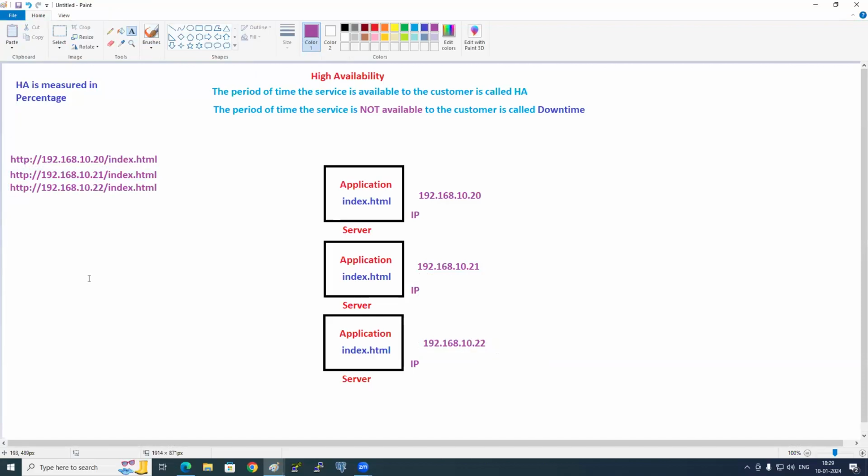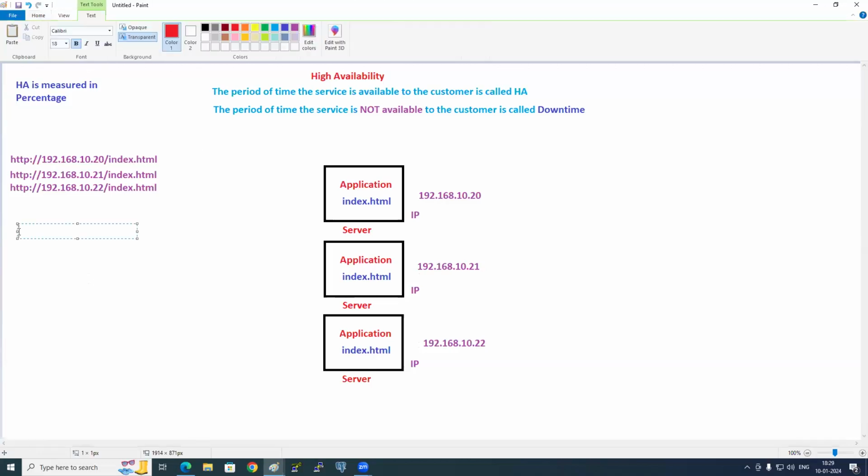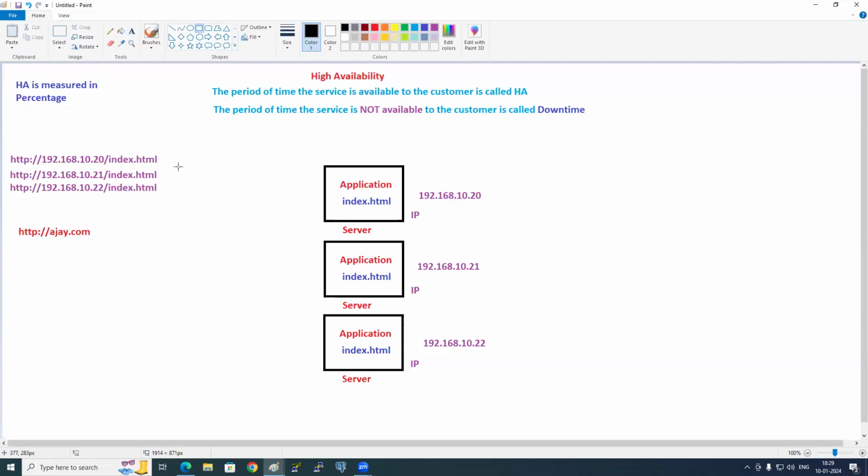What will he feel? Angry. Accessing my website with an IP address itself is difficult, and now you are giving three URLs with three different IPs. I am saying, if the first one is working, use it; if not, go for the second; if the second is not working, go for the third. Is that the way we should give it to the customer? 100% no. He needs a nice name like http://ajay.com.